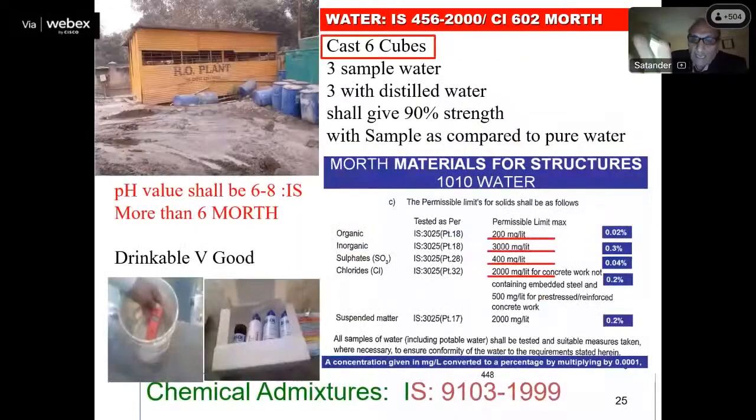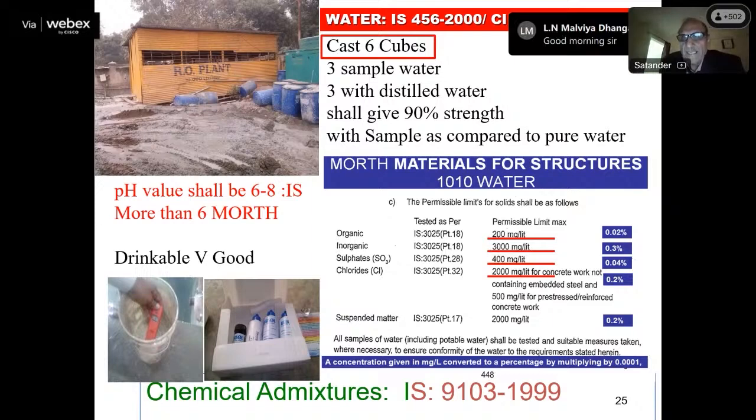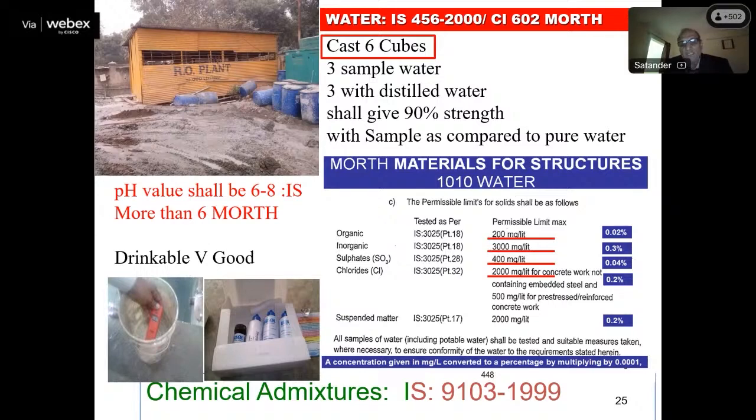Coming to water, there are technical tests also given in IS 456 water section, but simple 2 tests. Cast 6 cubes, 3 with distilled water, 3 with sample water; 90% strength you should get. 90% strength we must get. Second thing, pH value, not less than 6, 6 to 8. Or nowadays you can have a digital pH meter. Test tubes are now available from different companies. You can use that. Within 5 minutes you can do all the tests. You can use the kit, and first you calibrate once. Without calibration, please don't use it. It may give wrong results also.